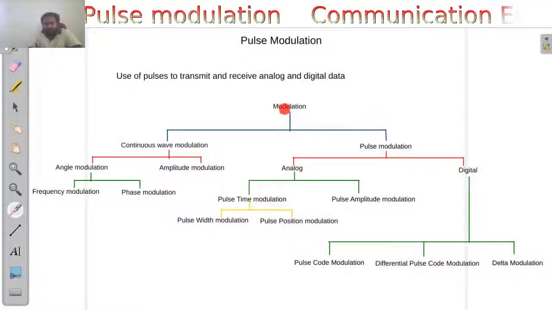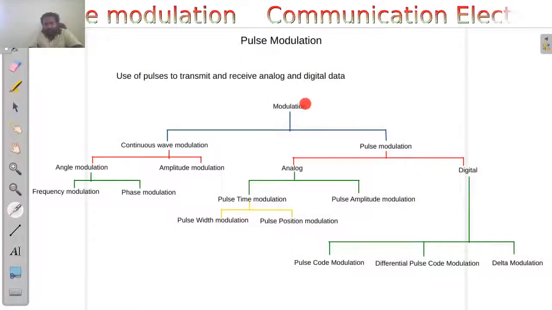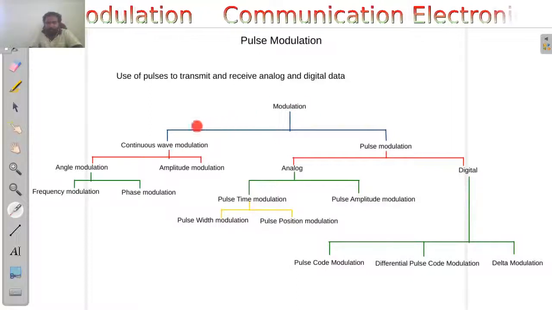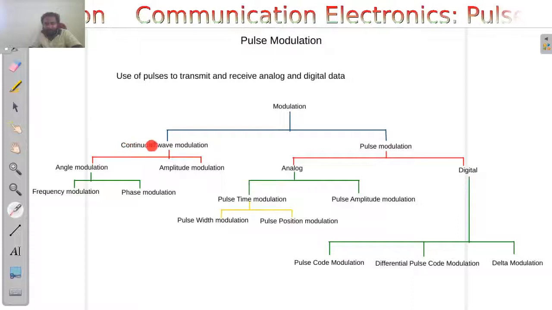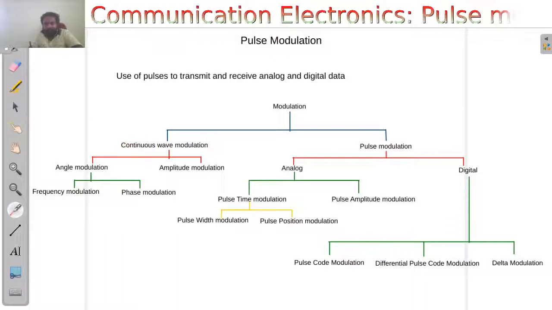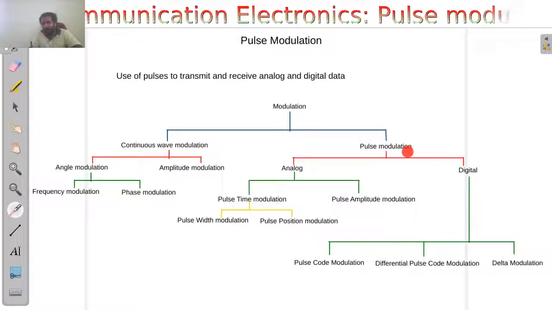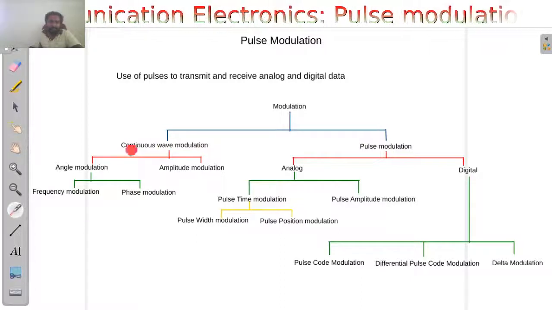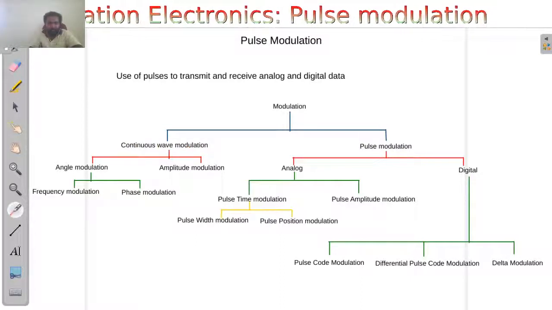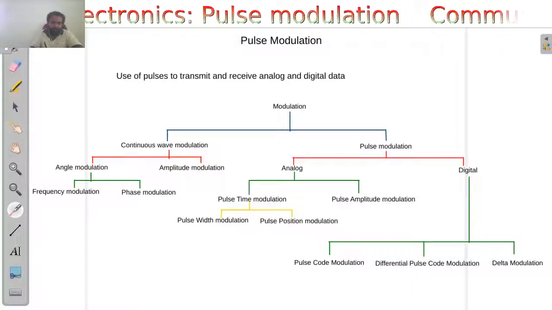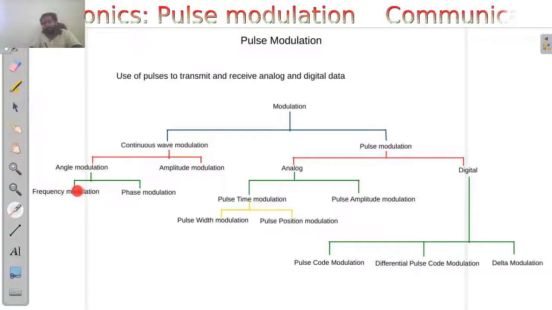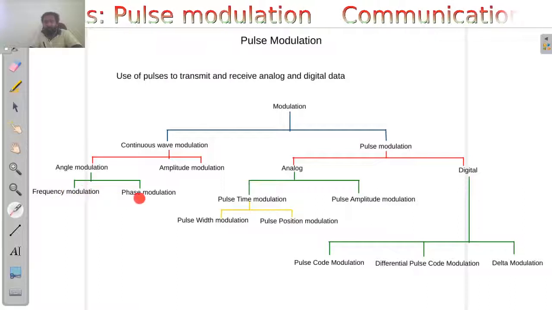actually is. So, in general, you can categorize modulation into two types. One is what we just learned, that is the continuous wave modulation. The second one is pulse modulation that we are going to learn. So, we have seen that in the continuous wave modulation, you have two categories. One is amplitude modulation, the other one is angle modulation. Angle modulation is subdivided into frequency modulation and phase modulation.